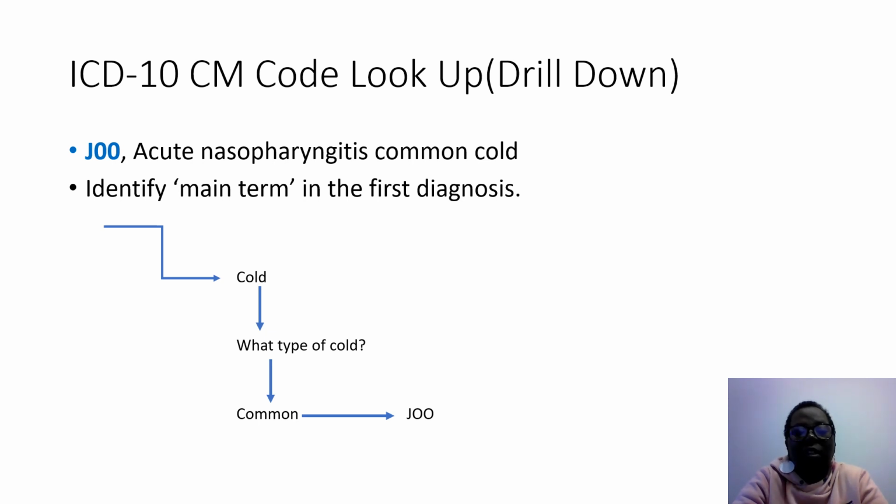So our first diagnosis code is the common cold, which was diagnosed by the practitioner for the patient encounter. Our code is J00, which represents acute nasopharyngitis, the common cold. To look this ICD-10 code up in our ICD-10 manual, we must first identify the main term in the diagnosis. The main term in this diagnosis is cold. Acute nasopharyngitis and common describe the type of cold that the patient has. Once we identify our main term, we then drill down to what type of cold. As we see here, the type is acute nasopharyngitis, common cold. And once we drill down to common cold, it should take us to our ICD-10 code of J00.